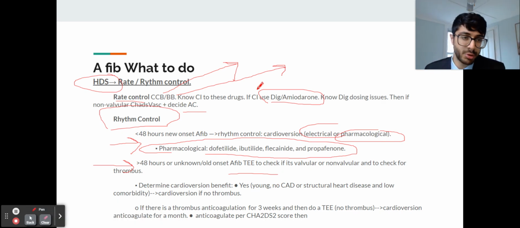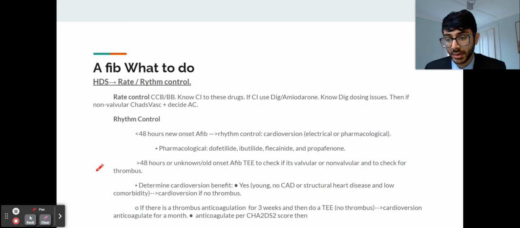Just read this, guys. Pause the slide and just read this. This is kind of what you need to know. This is everything you need to know about AFib and how to manage it, at least on step 2 level. I'm just going to move forward.